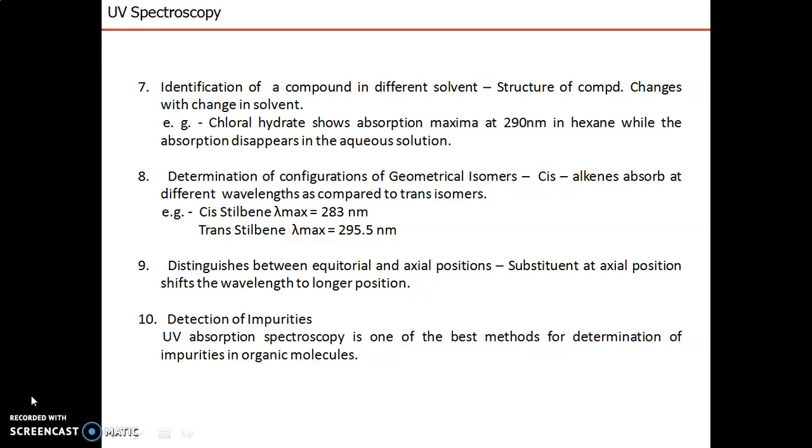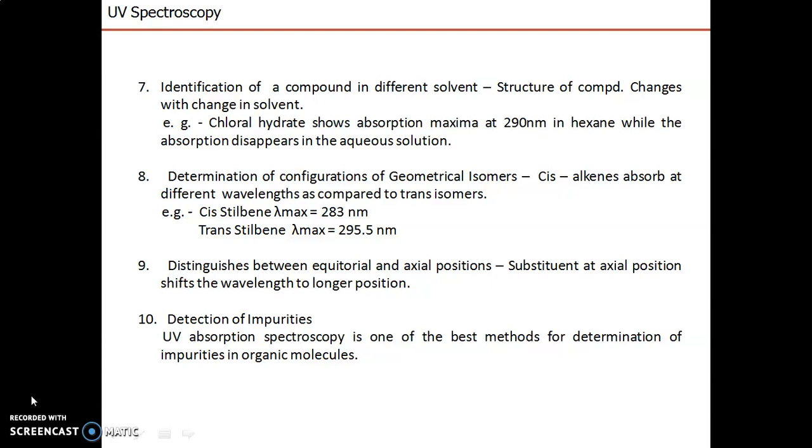Then we can distinguish cis and trans types of compounds, meaning determination of the configuration of geometrical isomers is also possible by UV. An example is cis-stilbene and trans-stilbene. Cis-stilbene shows absorption at 283 nanometers, while trans-stilbene shows absorbance at 295 nanometers. This means the trans type of compound shows absorption towards the longer wavelength compared to the cis type. Then we can distinguish axial and equatorial positions by UV. A substituent at the axial position shifts the wavelength towards the longer position.